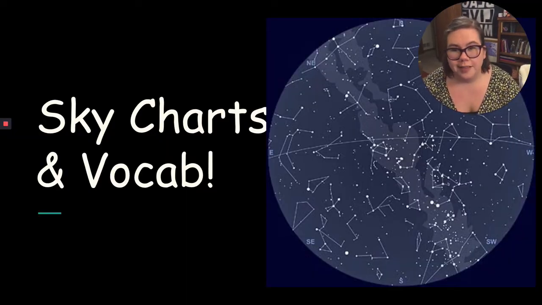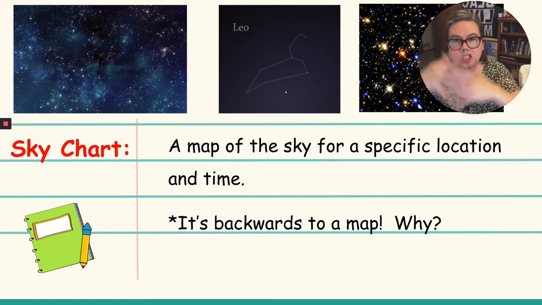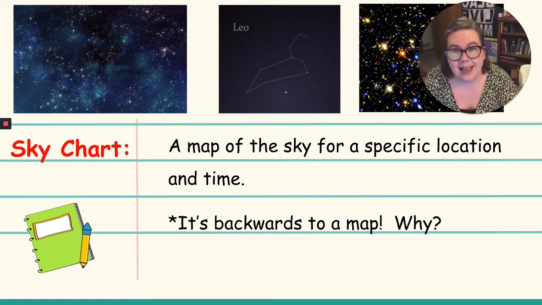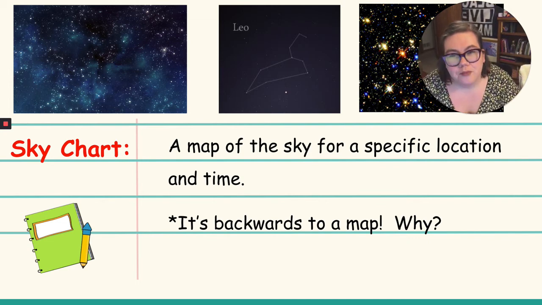So we're going to talk about sky charts and some vocab. That picture there is a sky chart. When we say a sky chart, it's a map of the sky, or the celestial bodies, the stars and planets that we can see in the sky for a specific location and time. They lay out a specific location and time, and then all of the stars and planets and other things that you can see.